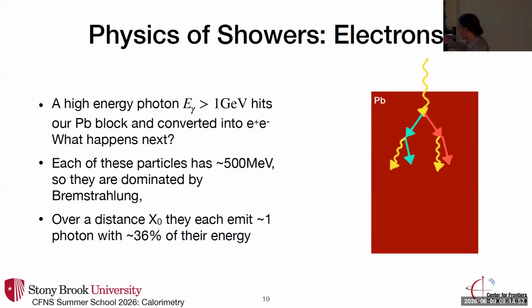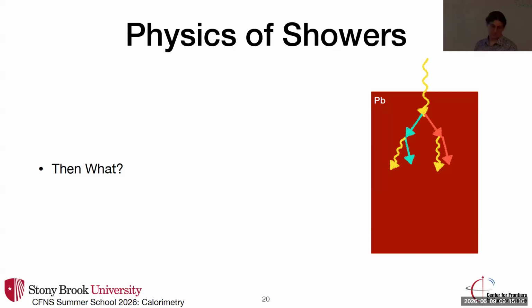And then they're going to emit approximately 36%. That's 1 e-fold of their energy divided. Two-thirds goes into them, 1/3 goes into the most energetic photon. And that's going to happen twice. So we had 1 particle. Now we have 2 particles. And now we have 4 particles. Thankfully, I've already done the math for this. I know what each of these things does. So then what?